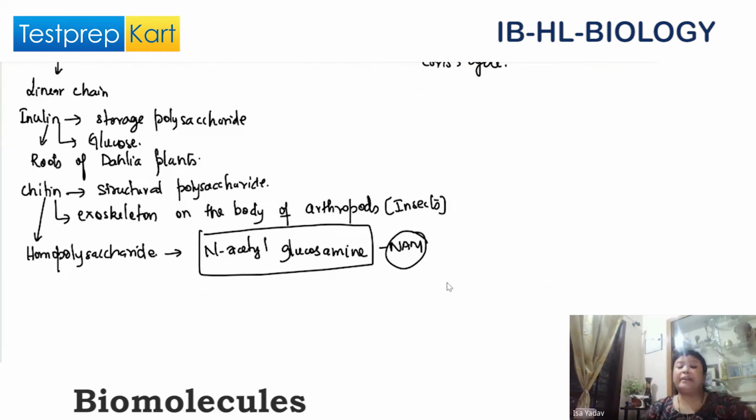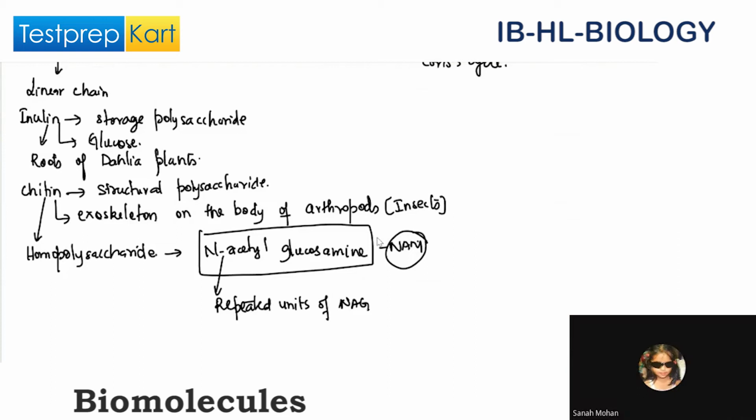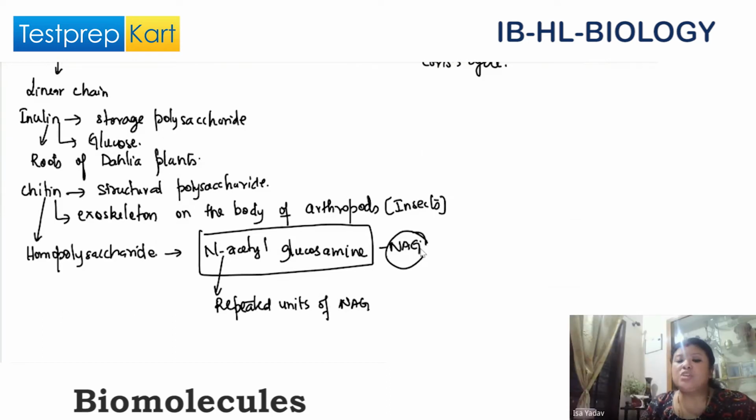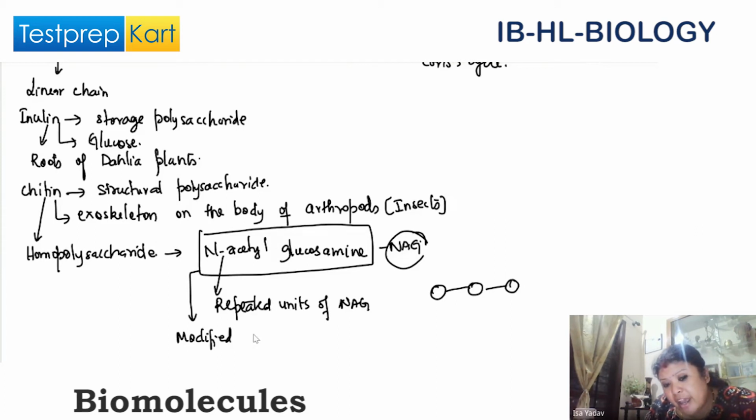This is also found in the cell wall of bacteria. So chitin consists of N-acetyl glucosamine. There are repeated units of N-acetyl glucosamine. One N-acetyl glucosamine, another bond, one N-acetyl glucosamine, again another bond. Like this, many N-acetyl glucosamine units will join to form a single chitin. And what is N-acetyl glucosamine? It is a modified glucose. Is this clear?